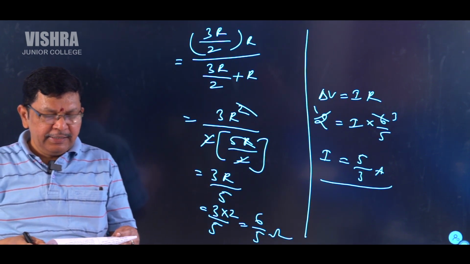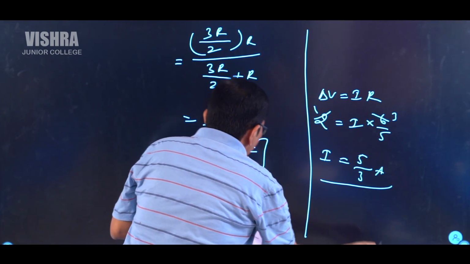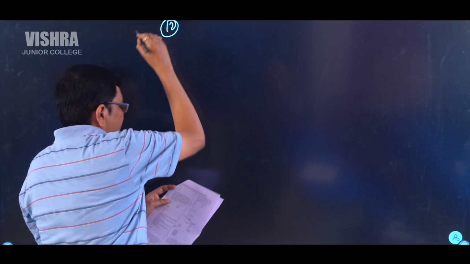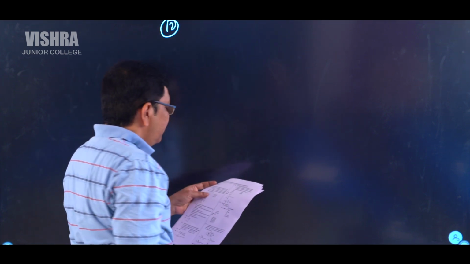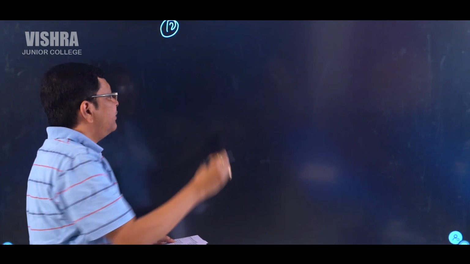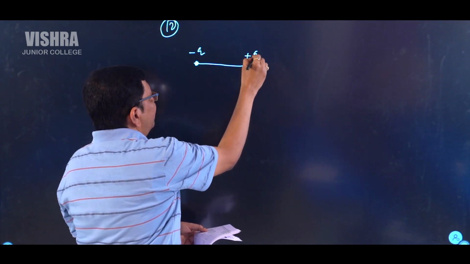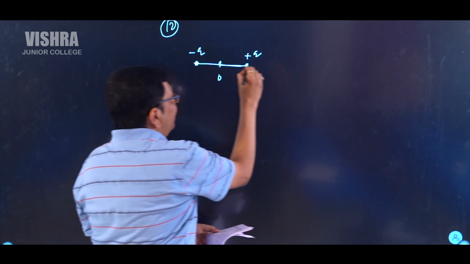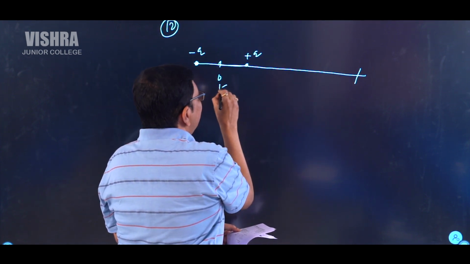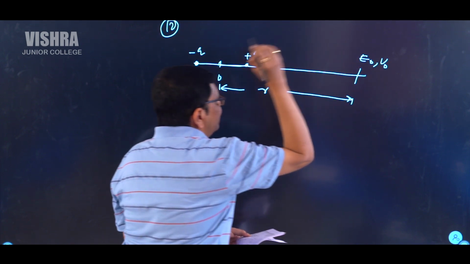Let me go to the next one. In the next question, it is related to an electric dipole. He said that the point A is situated on the axis of the dipole at a distance r from the dipole, with the electric field E0 and electric potential V0. So if there is an electric dipole with minus q here and plus q here, and this is the center of the dipole, then on the axis of the dipole from the center at a distance r, the electric field is E0 and the electric potential is V0.